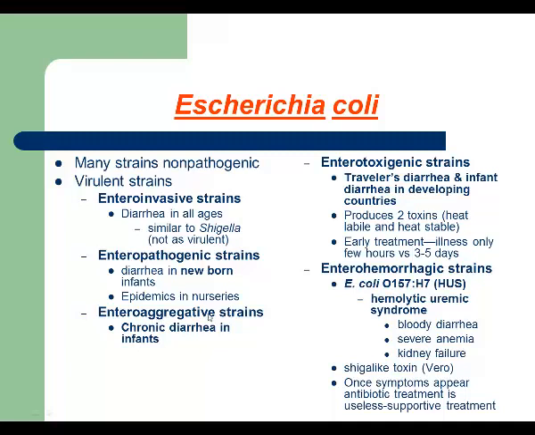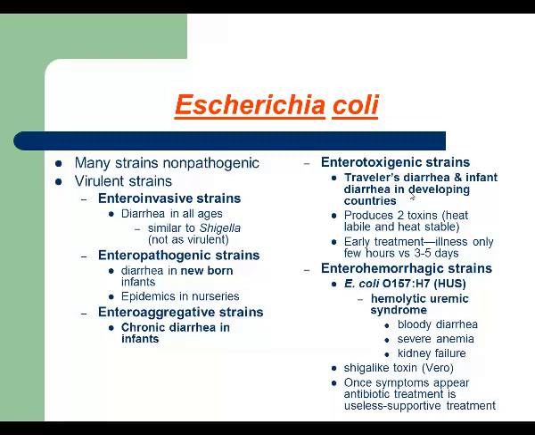The next one is called enteroaggregative strains. They usually cause chronic diarrhea in children and infants. Next one is what we call enterotoxigenic strains. Enterotoxigenic strains usually cause what we call traveler's diarrhea. And if you travel somewhere, eat something contaminated or drink contaminated water, usually in a couple days you will develop diarrhea, abdominal pain. Usually it is a self-limiting infection, and patients recover within 3-5 days.